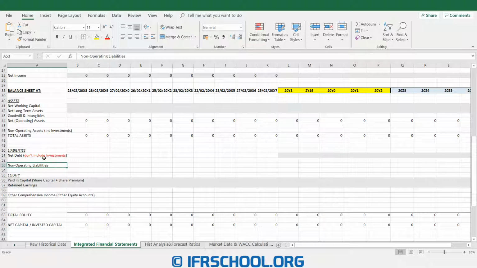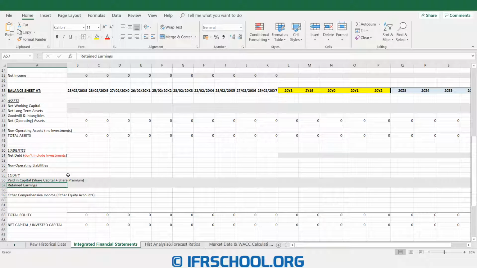Next is non-operating liabilities. These are all other liabilities that don't fit into any of the other line items. Now let's turn to the equity section of the balance sheet. Paid-in capital includes the equity accounts that represent the original investment or contribution by shareholders of the company. In the United States, this will include the paid-in capital account. Outside of the US, this will include the share capital and share premium accounts.